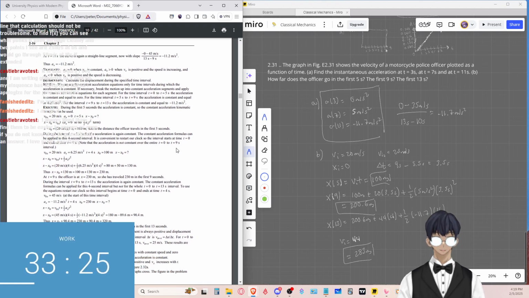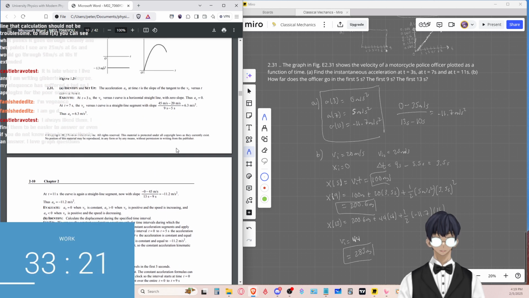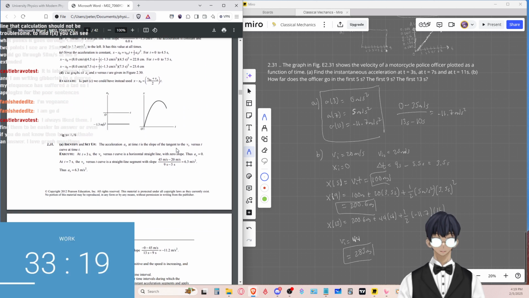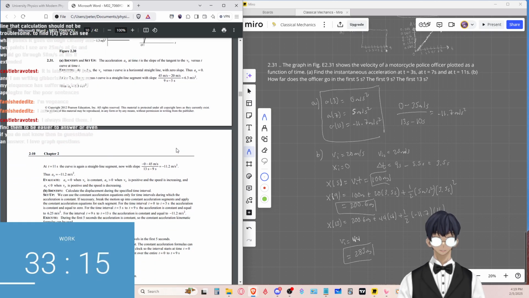I probably will reread this solution actually, because I feel as if it'll probably teach me a little bit more about how to actually read a graph correctly. Because I did get the acceleration, I did get 0 acceleration right. The problem is that I got the one for 7 seconds wrong. So I probably have to look at what I did wrong there.